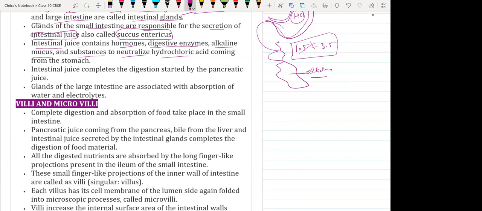Okay. So we were discussing the physiology of digestion in human beings, which hormones are secreted, where, and by which.